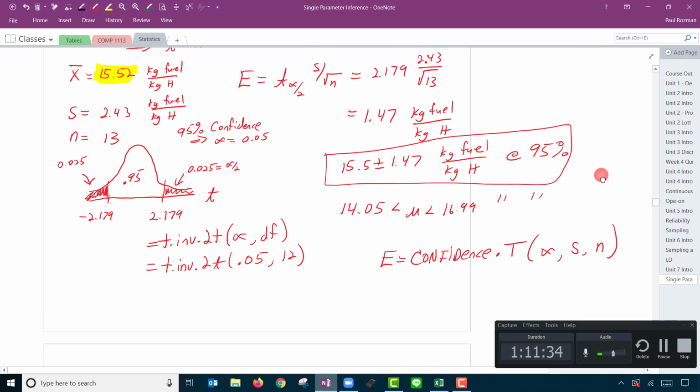We'll continue on next time, and we'll make confidence intervals for proportions. And then we'll move into another topic where we're going to start hypothesis testing. So that's it for this one. The next one will probably be a short one.